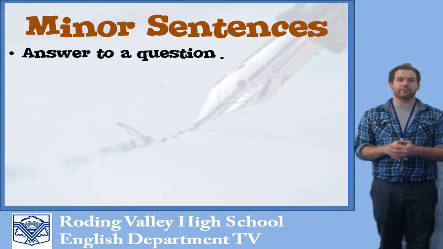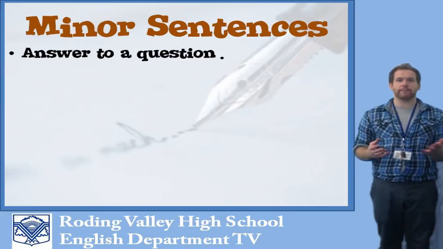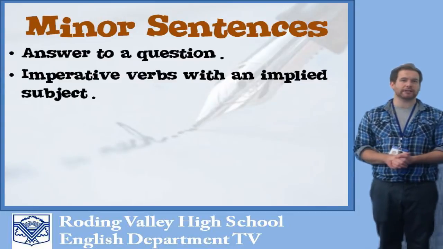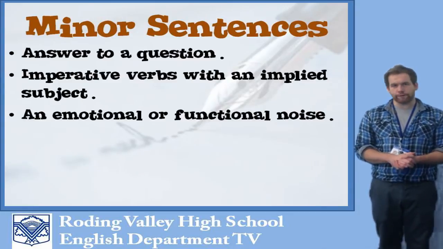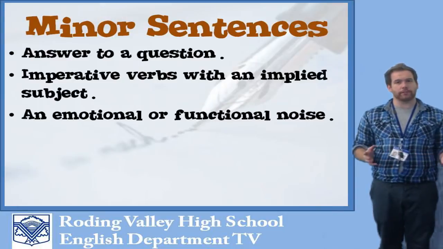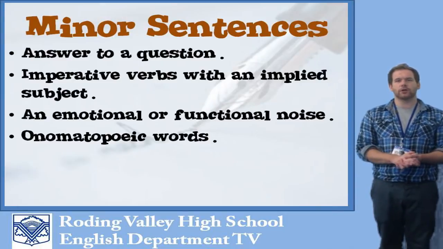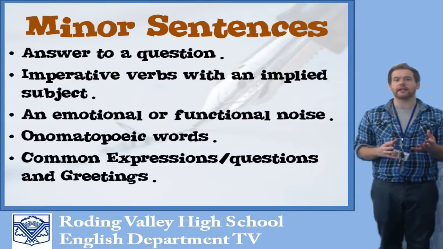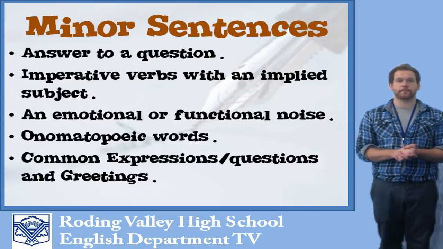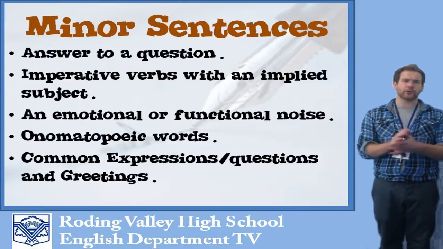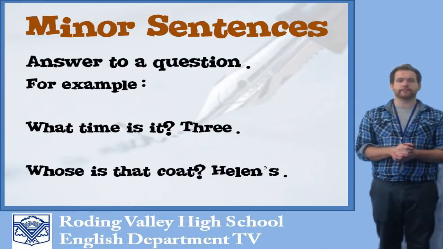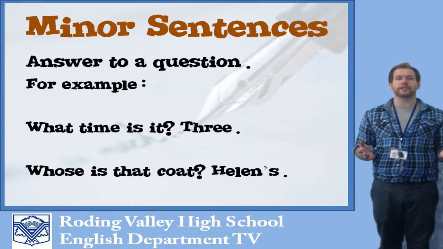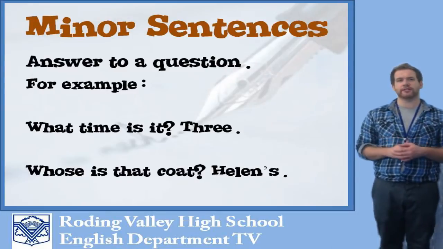So a minor sentence could be an answer to a question, an imperative verb with an implied subject, an emotional or functional noise, onomatopoeic words, common expressions, questions, and greetings. I'll go through each of these minor sentence types now. So, to answer a question is quite straightforward. For example, what time is it? 3. 3 being the minor sentence. Have a look at the other example.